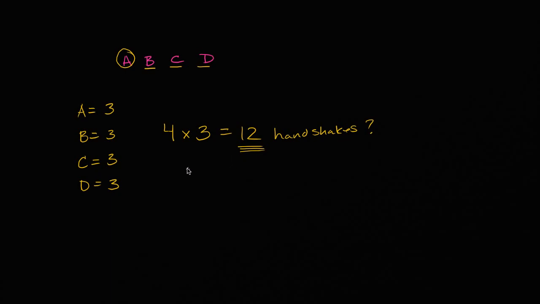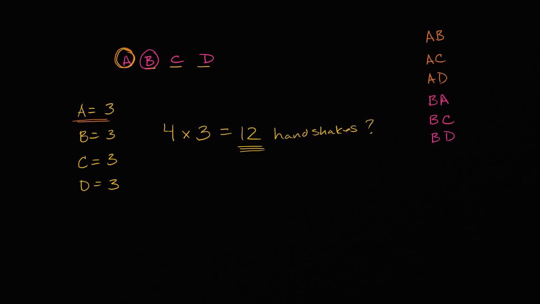So let's actually draw it out. Let's actually draw all of the handshakes. I kind of went through this argument fairly fast, but I actually want to visually represent each handshake that goes on. So let's talk about all of the handshakes that A engages in. A is going to shake B's hand. A is going to shake C's hand. A is going to shake D's hand. So it still seems consistent with what we have here, but let's keep going. We're then saying that B is going to shake A's hand, B is going to shake C's hand, and B is going to shake D's hand.